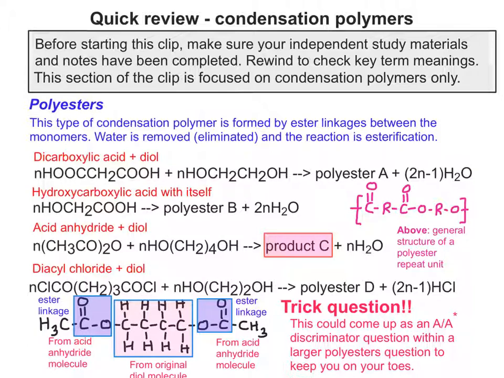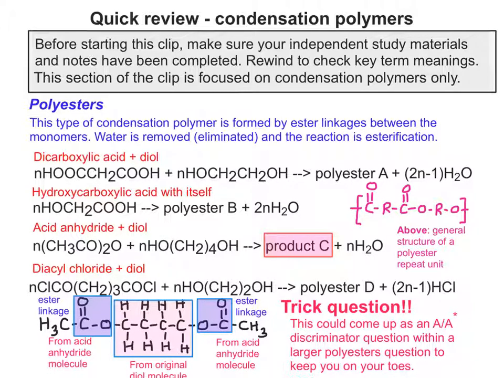Just because something's a diester, more than one ester linkage, doesn't actually mean it's a polyester. It doesn't form a polymer, it forms a distinct molecule called a diester that has two ester linkages within it, but it's not a polymer.